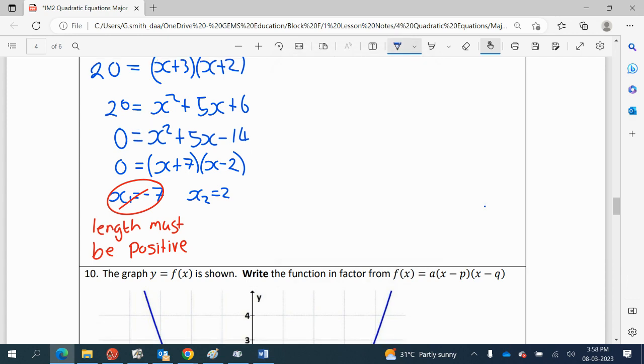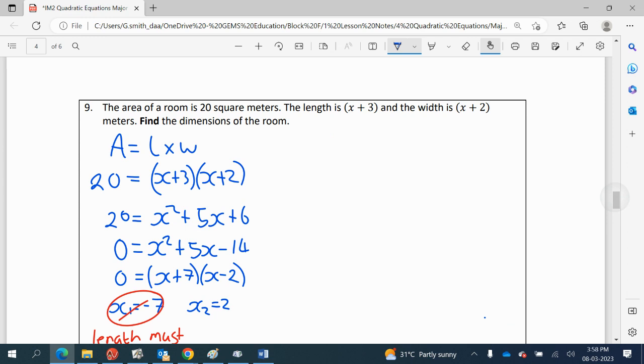So let's now finish the question. We're asked to find the length and the width. The length is going to be equal to 2 plus 3. The width is going to be equal to 2 plus 2. And back to the units. 4 and 5 units.